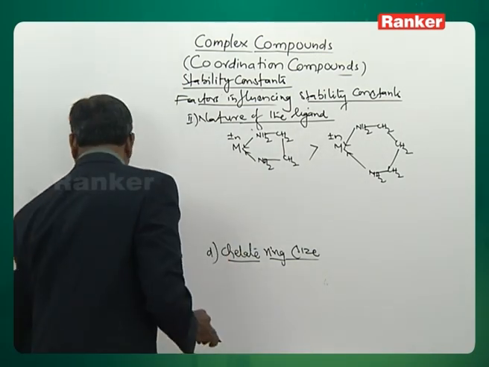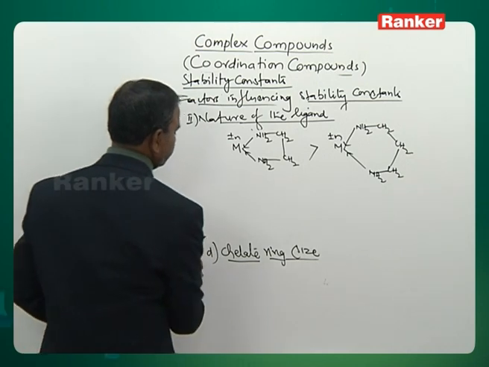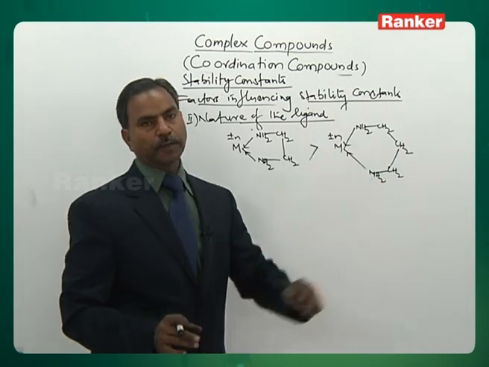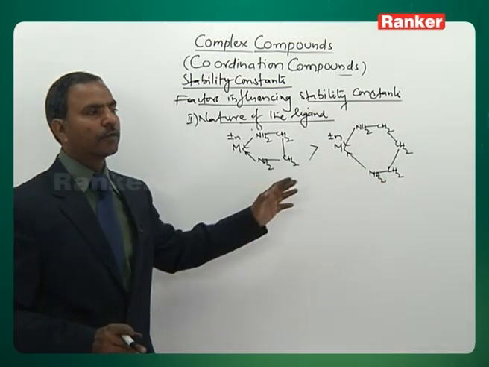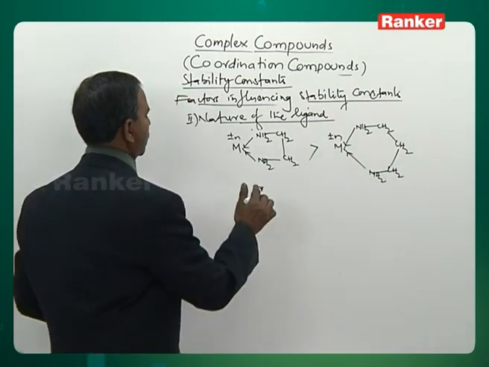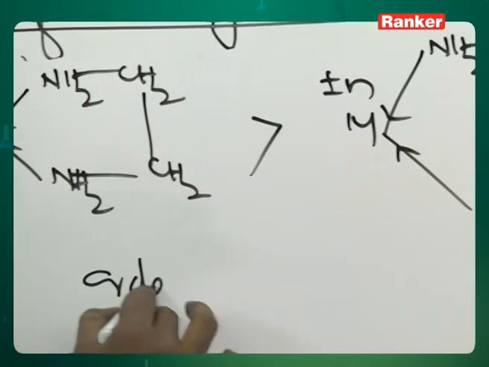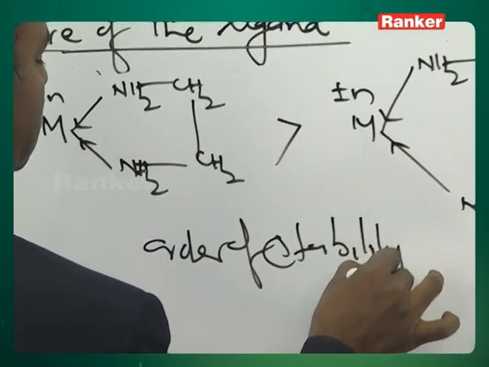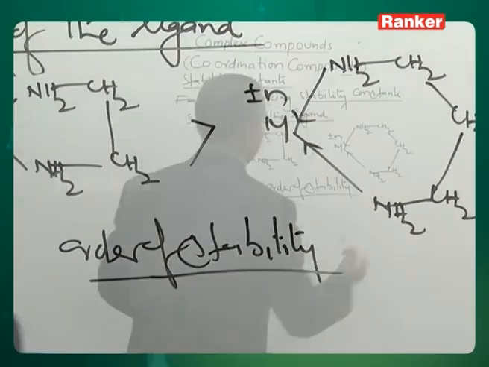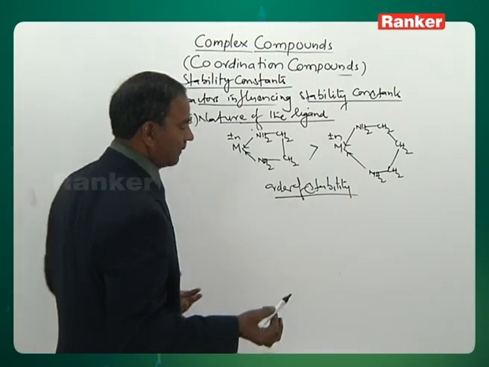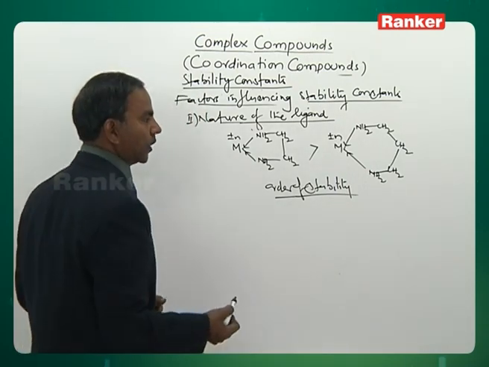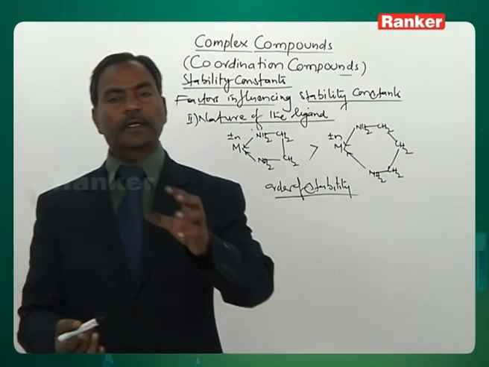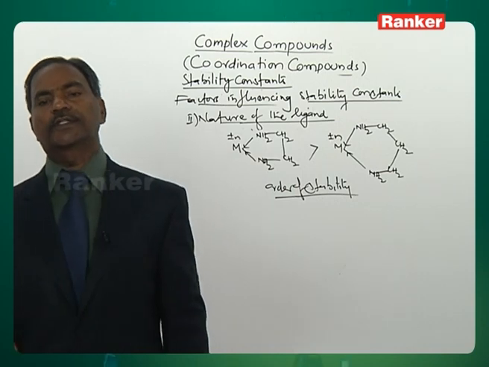Next, once you talk about chelate ring size, here the 5-membered ring is more stable than the 6-membered ring, provided both rings are saturated. So this is the order of stability. We talk about a 6-membered chelate ring. A 6-membered chelate ring is found to be more stable, provided the 6-membered chelate ring is a resonance hybrid, unsaturated.